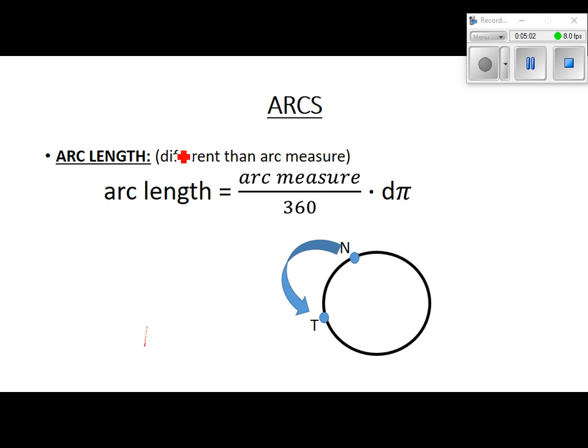Arc length. This is something that we sort of went over quickly. To find arc length, and this book uses that lowercase l to stand for arc length, so if you see that, that's what it's talking about, the length of this arc. If I start walking here at N and I walk to T, that length, notice it's curved, so we can't just measure it like we would a segment.